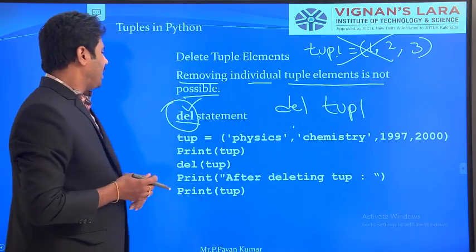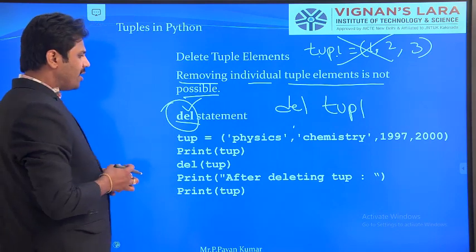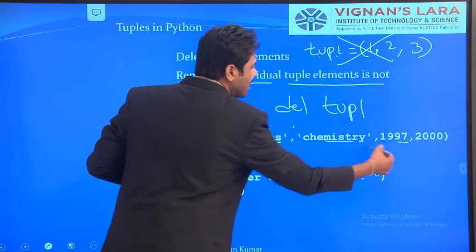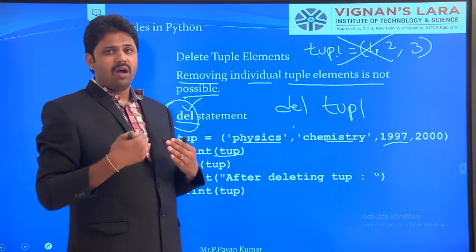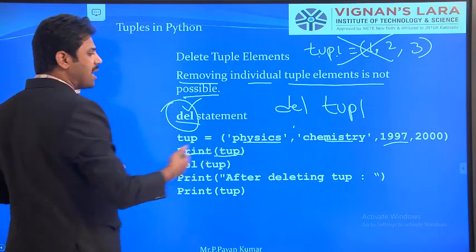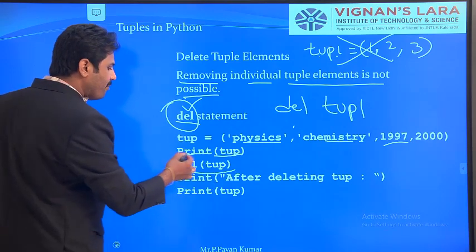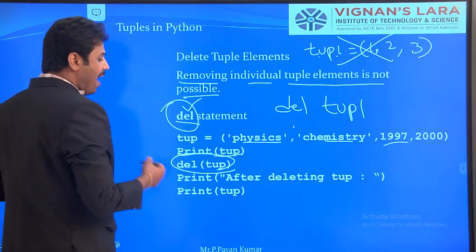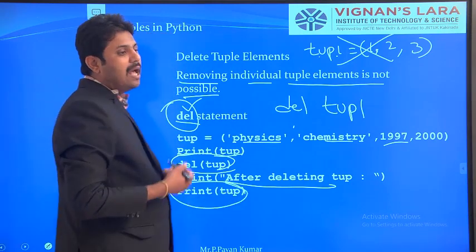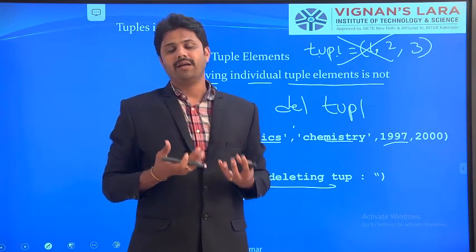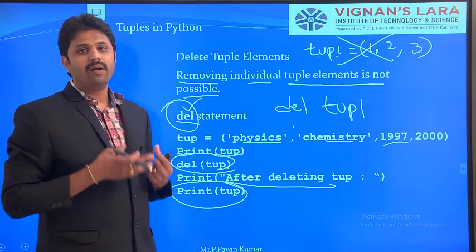Okay, next. So here in the example, I have physics, chemistry and something, and print tuple. It prints the values as it is. After that, I performed the deletion operation. After the deletion operation, when I print that same tuple, we don't have that tuple existing in memory.